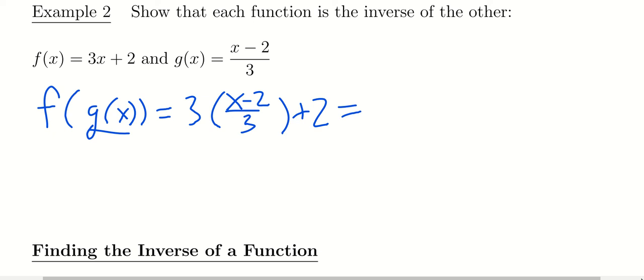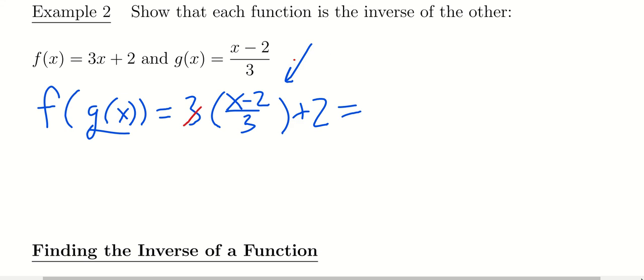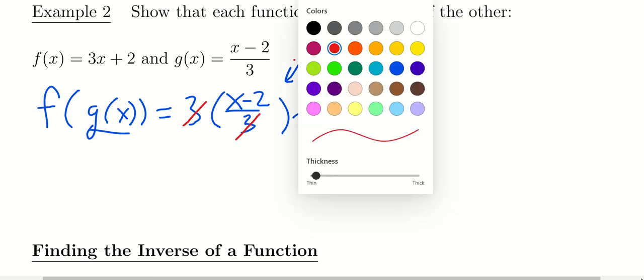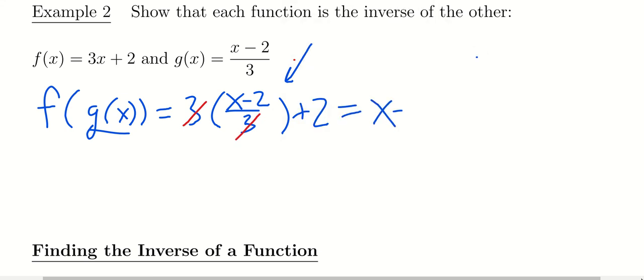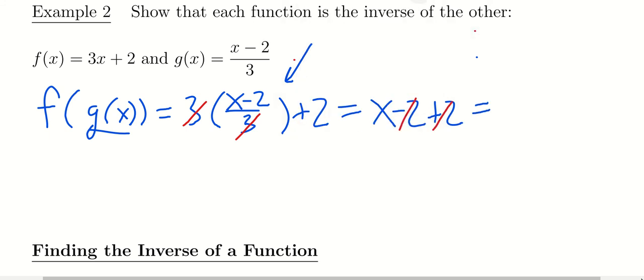One of the things that I am a bit of a stickler on is that whenever you're trying to verify this, show the composition written out, but then take your time and go step by step to show exactly how this algebraically simplifies to x. Once we have it plugged in, the first thing to notice is that the multiplication by 3 and the division by 3 cancel. This will leave us with x minus 2 plus 2. At this point, the subtraction by 2 and addition by 2 cancel, and we do get x. Okay. So far, so good.